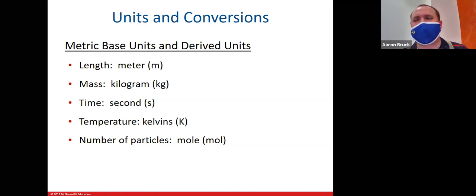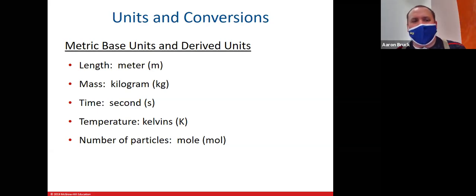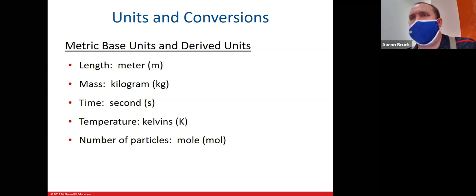So now that we've talked about section 2, we're going to pivot again to numbers. And we're going to spend most of today and a good part of Monday's virtual session talking about numbers and conversions. Now, when it comes to units, we describe units as one of two ways. We have base units and we have derived units.